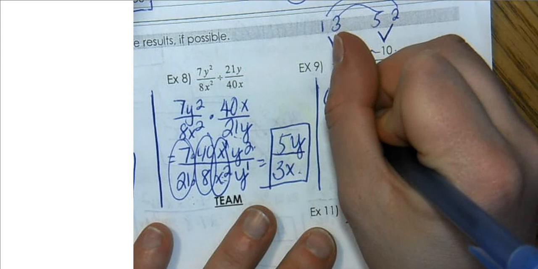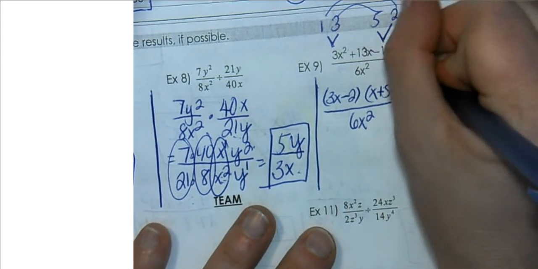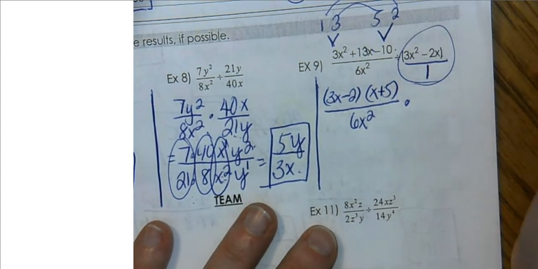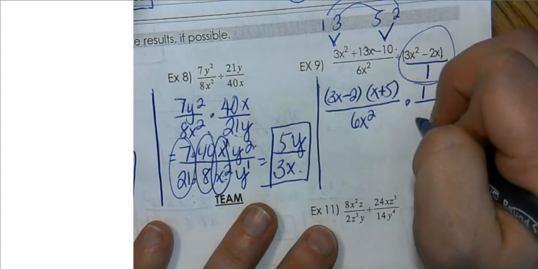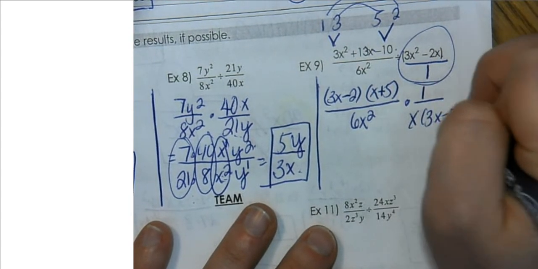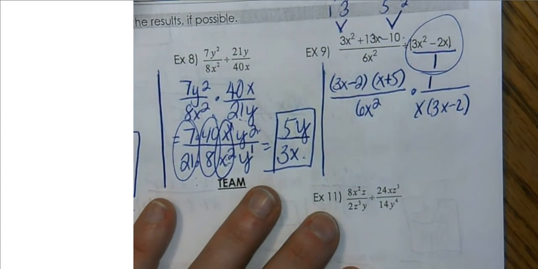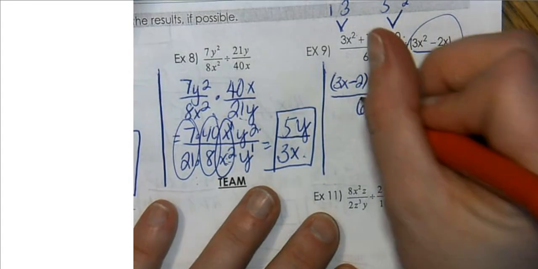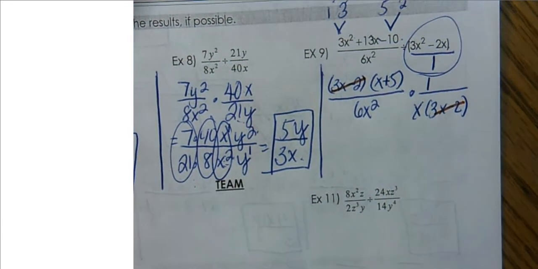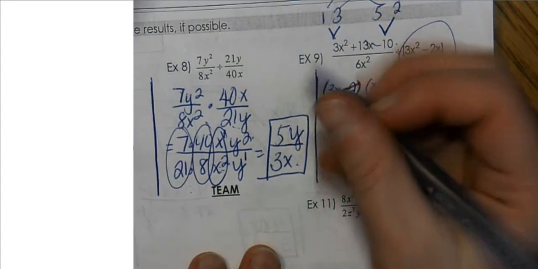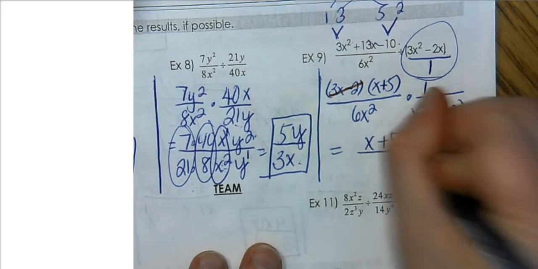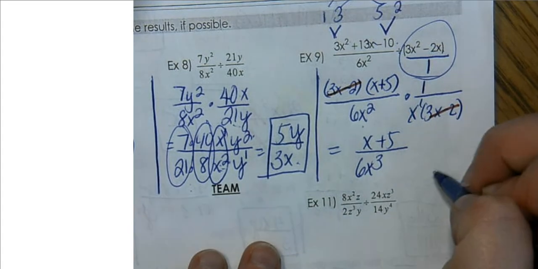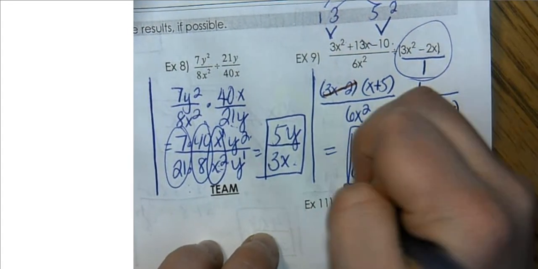This is all over 6x squared. And then technically, this 3x squared minus 2x is over 1. So when I write the reciprocal of that second fraction, this is going to be 1 over x times 3x minus 2. Now I'm going to cancel away anything that's the same in the numerator and the denominator, and I notice that I only see the 3x minus 2's that are the same. So therefore, my final answer is simply going to be x plus 5 over 6x squared times x to the first is 6x cubed, and it looks like that's it. There's nothing left in the denominator. This is simply our answer.